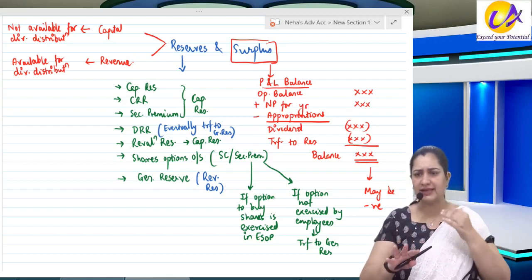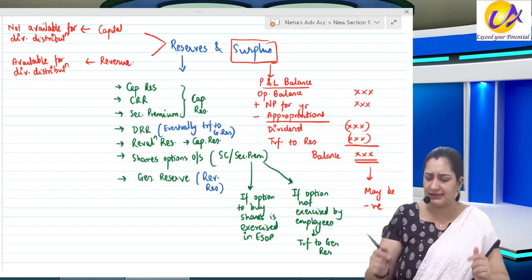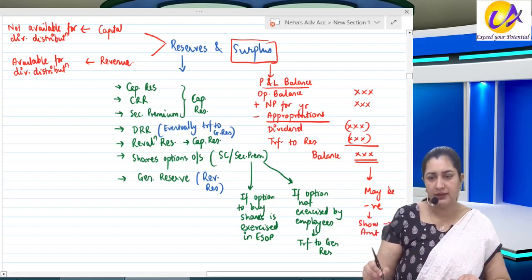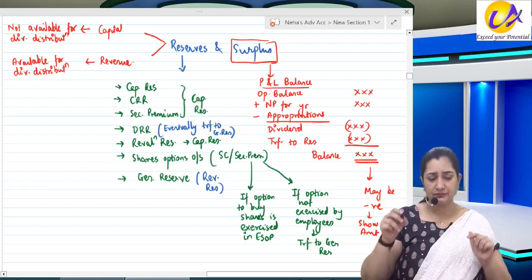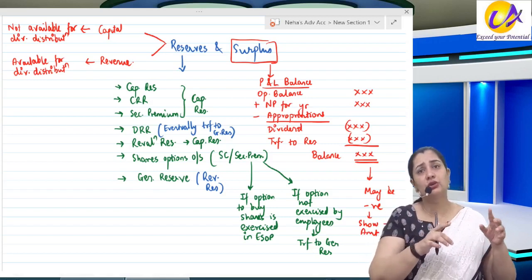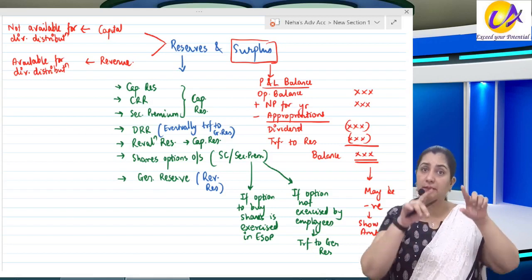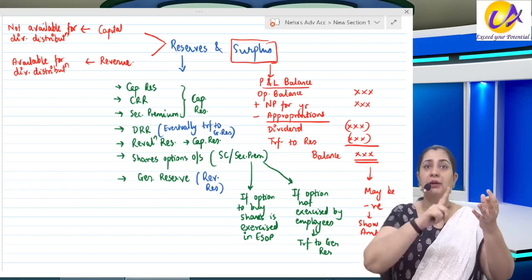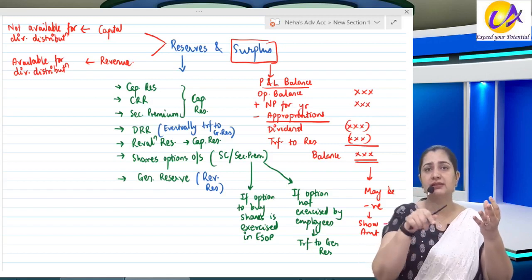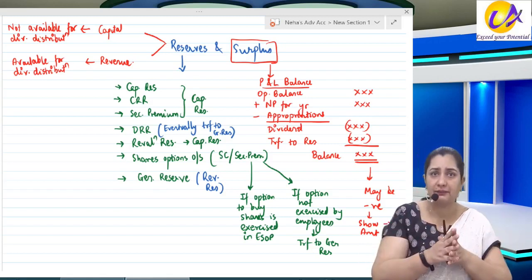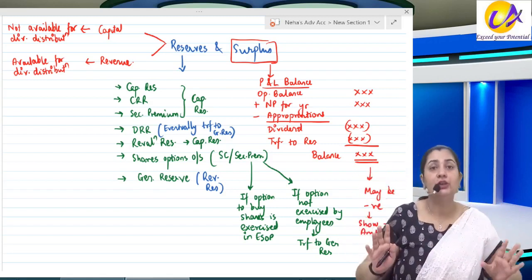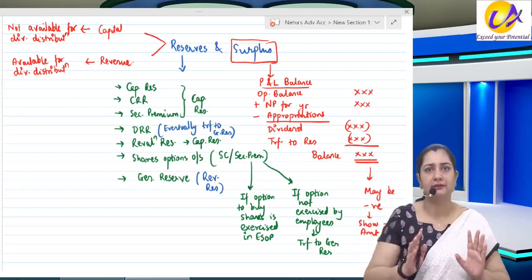So right now understand that if the balance in P&L is negative, show the negative amount. No problem. It can happen that my total reserves and surplus also become negative. Possible. My reserves are 5 lakh, but my loss, my P&L balance, is minus 12 lakh. So the net amount is coming minus 7 lakh. Possible. You will show it. It is to be done.